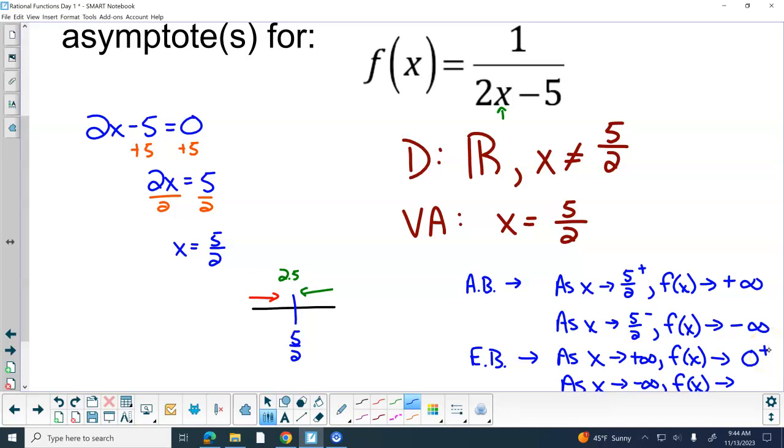Put in a negative number. Negative 1,000. 2 times negative 1,000 is negative 2,000, minus 5 is negative 2005. I'm joking. I got married in 2005. 1 divided by negative 2005 is a negative number, but really, really small, right? So that would approach 0 from below.